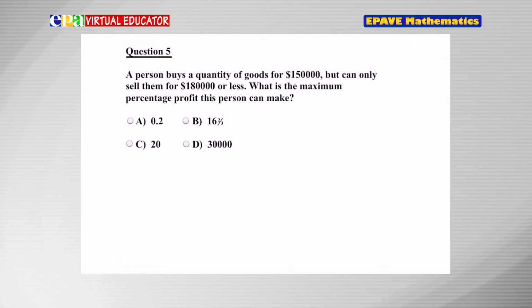A person buys a quantity of goods for $150,000 but can only sell them for $180,000 or less. What is the maximum percentage profit this person can make? Is it A, B, C, or D?